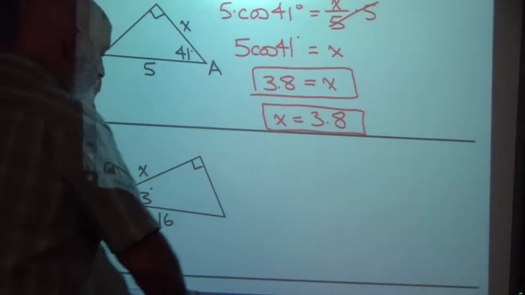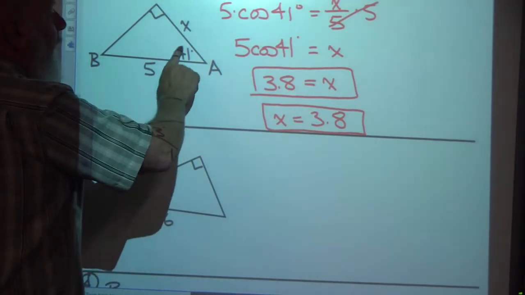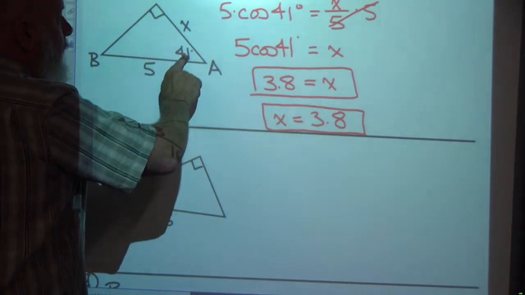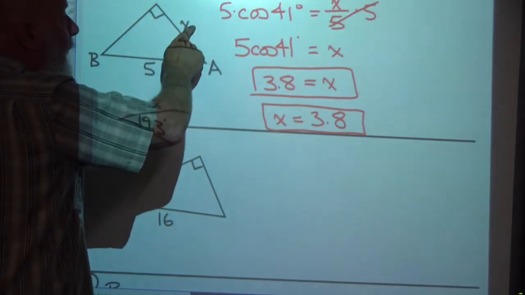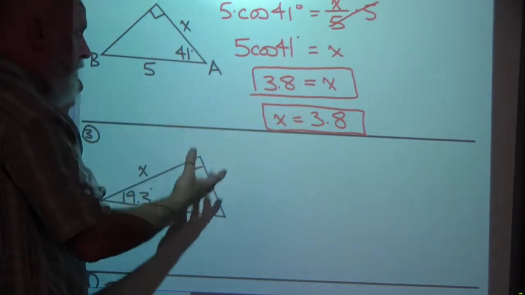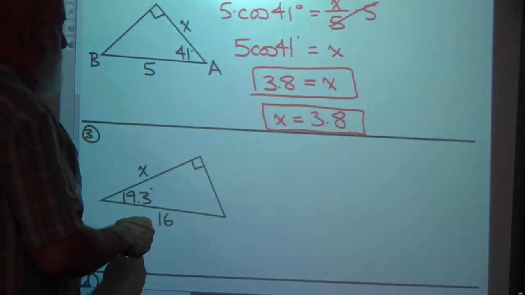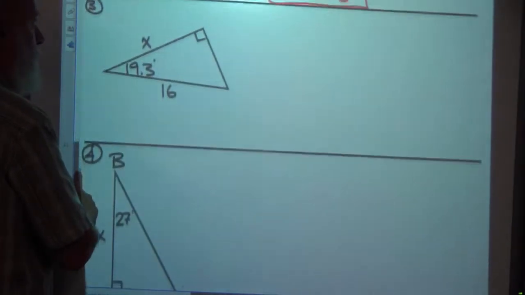Okay, so we found the angle that we know, and the two sides that we knew turned out to be adjacent and hypotenuse, so we used the cosine function. Alrighty? Let's take a look at this one real quick.